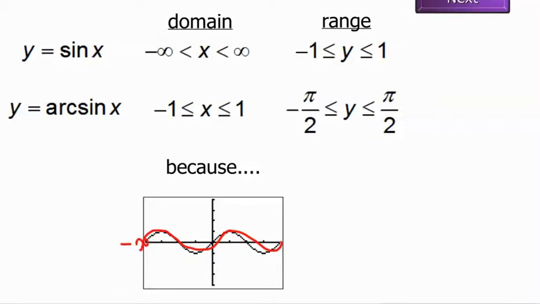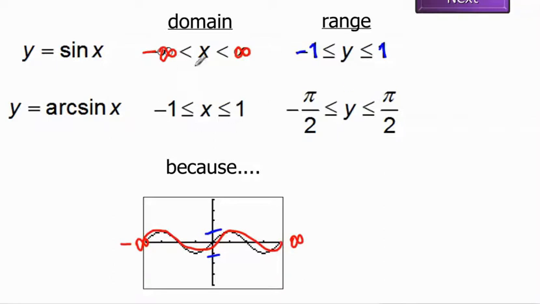So here's negative infinity on the left and positive infinity on the right. That's where this negative infinity is coming from and this positive infinity. X can be anything in between negative infinity and positive infinity. Now we talked about our range. Our range goes as high as positive 1 and as low as negative 1. So that's all these inequalities mean: our domain can be anything from negative infinity to positive infinity, and our range goes from negative 1 to positive 1.